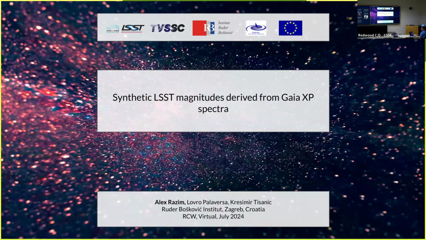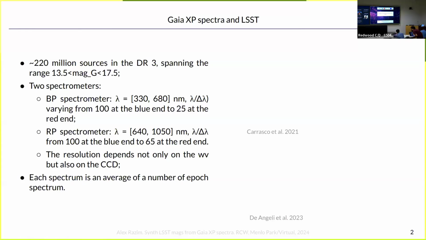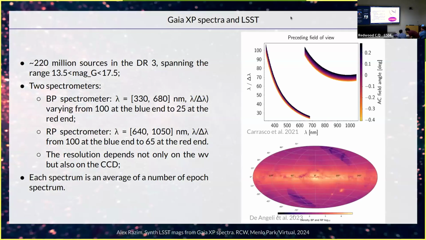So hi everyone. This talk is about deriving synthetic LSST magnitudes from the Gaia XP low resolution spectra. Just as a reminder, Gaia, as everyone knows, is an excellent space telescope for obtaining mainly high precision astrometry, but also a lot of additional data, for example, photometry, and also low resolution spectra, obtained with 2 spectrographs on board for over 220 million sources in this data release.